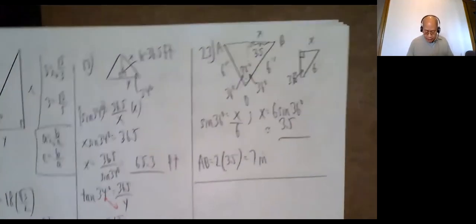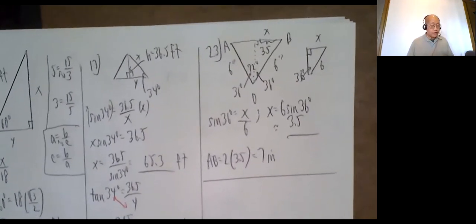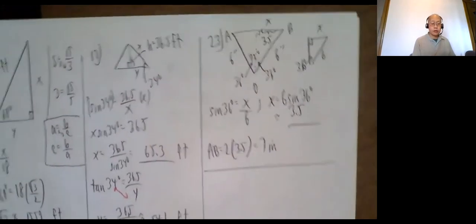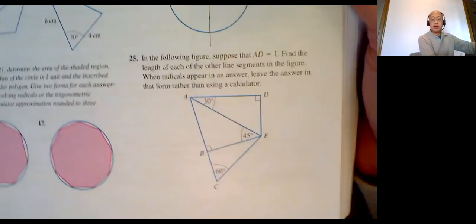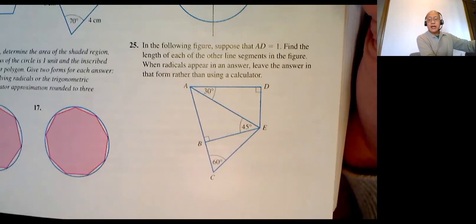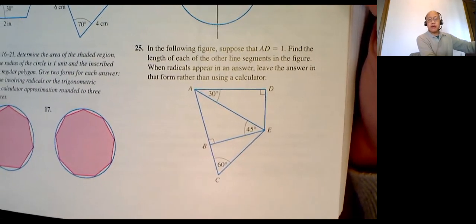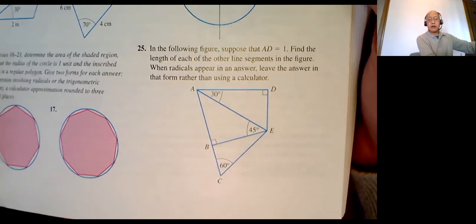Okay, 25 is the last one. So I'll do 25 and then I'll quit and I'll give you something to do and then that'll be it for today, okay? 25, I have to kind of reproduce this picture here. Suppose that AD equals 1. Find the length of each of the other line segments in the figure. When radicals appear as an answer, leave the answer in that form rather than using a calculator.